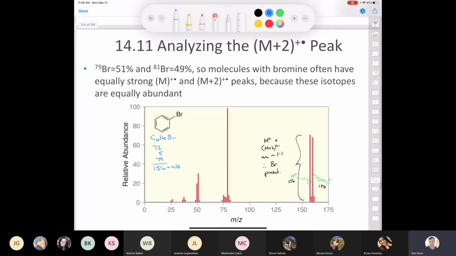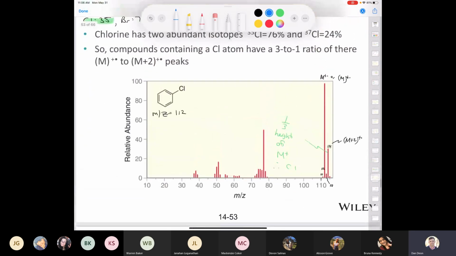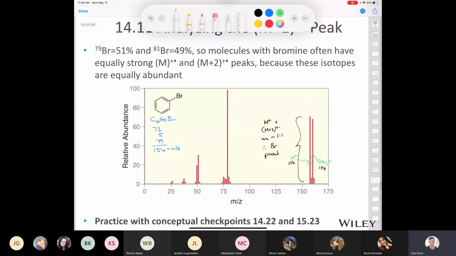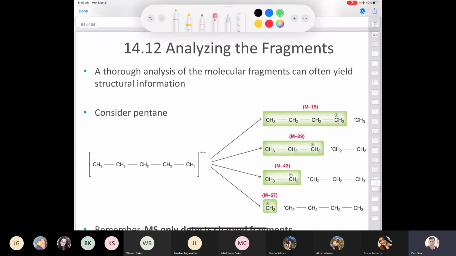Okay, so what was the conclusion of the last two slides? If your M+2 is 1/3 of the height of the molecular ion, that means you've got chlorine present in the molecule. And if your M+2 is a 1-to-1 ratio, or about the same height as your molecular ion, you've got bromine present. All right, there you go.